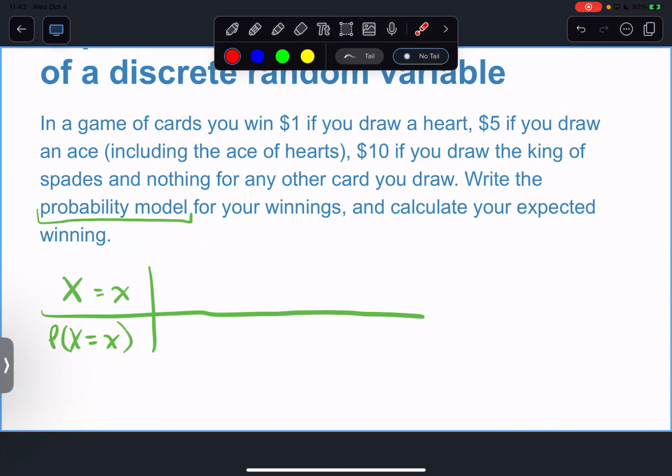What are the possible outcomes? I can draw a heart. That's one of the outcomes. And you can write it in words if you want. You can draw an ace, including the ace of hearts.